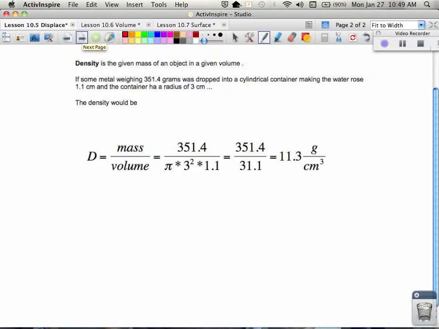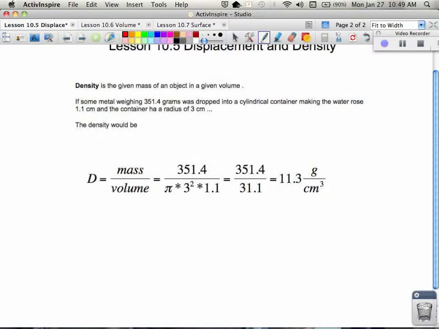Whenever you try to find density, there's a formula to find density, and the density formula is down below here. It is mass divided by volume. So if I were to tell you that there was an object, and this object weighed 351 grams, that's considered its mass, and you see that here on the top of the fraction. And you drop it into a cylindrical container, and the water rises 1.1 centimeters afterwards. Now, the reason they tell you that the thing rises is because you could find the volume.